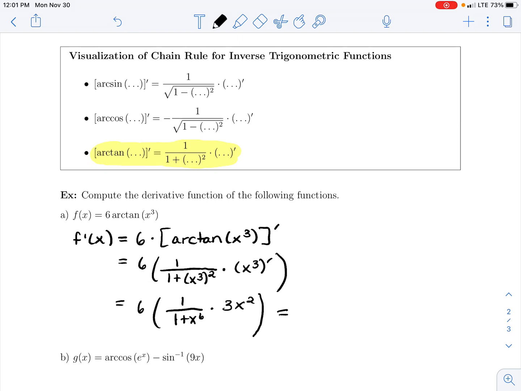And so you can also write this as 18x squared over 1 plus x to the 6th. All I did there is I multiplied across. So I multiplied the 6 times the 1 times the 3x squared. That gave me 18x squared, and then that's all over 1 plus x to the 6th.